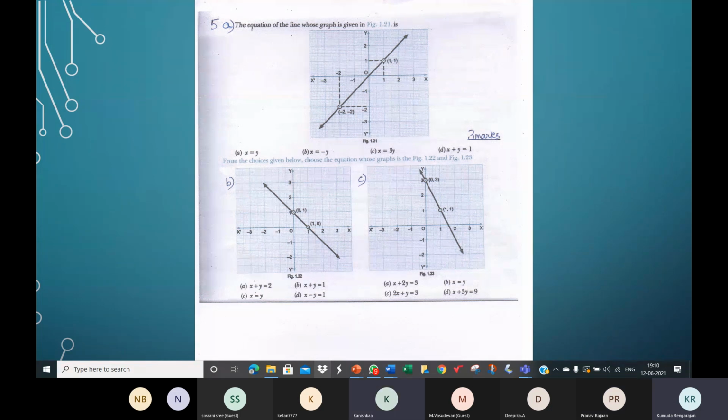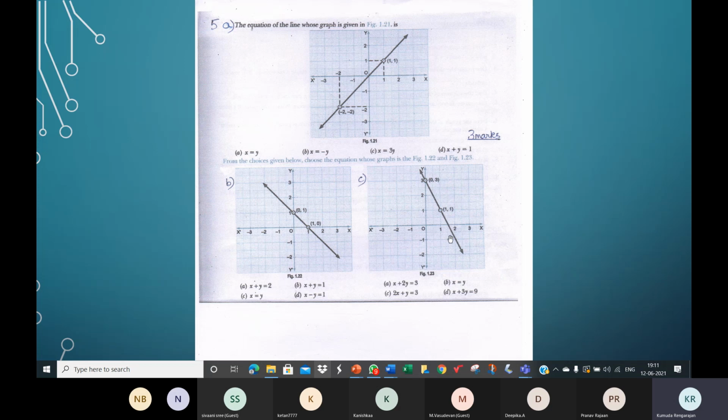Ma'am, because it should pass through the origin, ma'am. Yeah, that is what it is. Correct. Pranav's reasoning is also right. But if x is equal to y, the value of c is 0. The constant is missing. That means the graph should pass through the origin. So clearly it cannot be the graph of x is equal to y. Pranav's reason is also correct. At this point 0, 3, x is not equal to y. So clearly the equation of the straight line cannot be x is equal to y. Also because if x is equal to y, the value of c is 0, the graph should pass through the origin, and it is not passing through the origin.